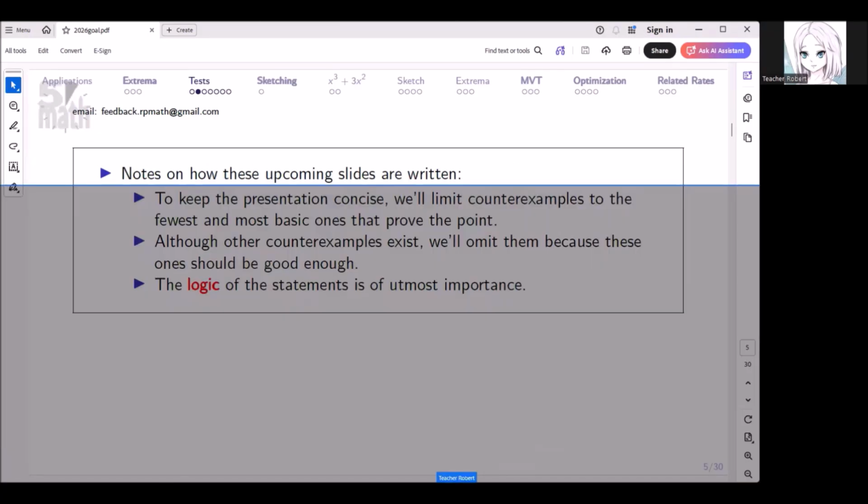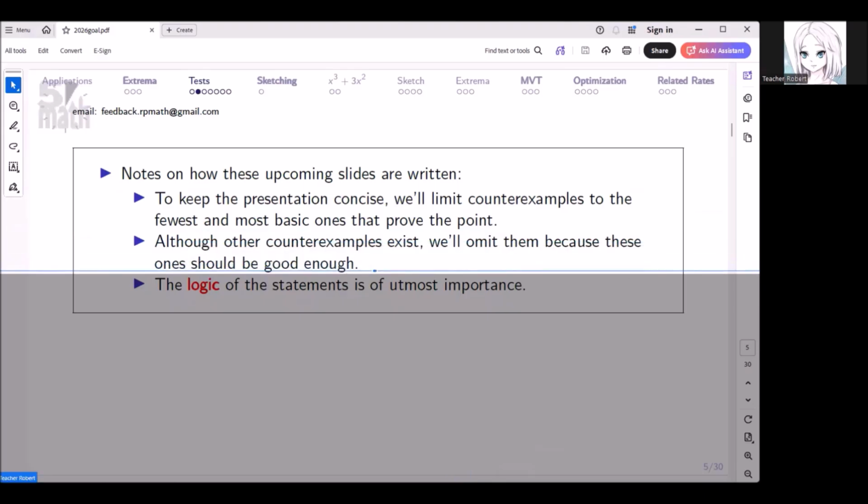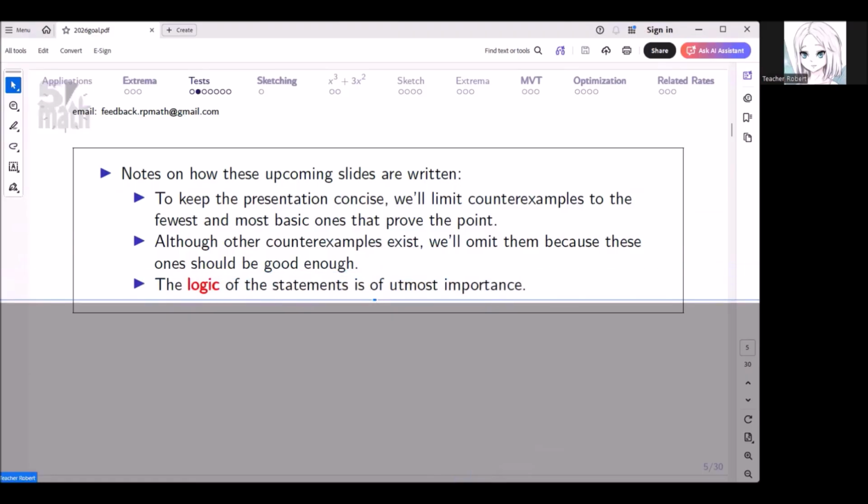Notes on how these upcoming slides are written. To keep the presentation concise, we'll limit counterexamples to the fewest and most basic ones that prove the point. Although other counterexamples exist, we'll omit them because these ones should be good enough. The logic of the statements is of utmost importance.